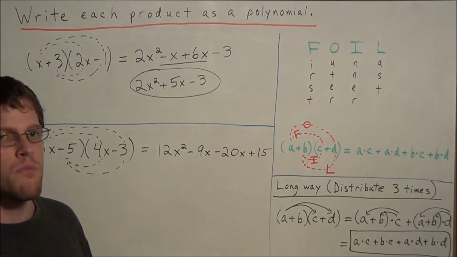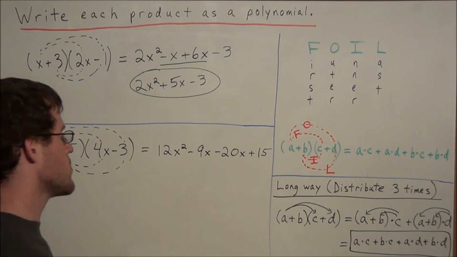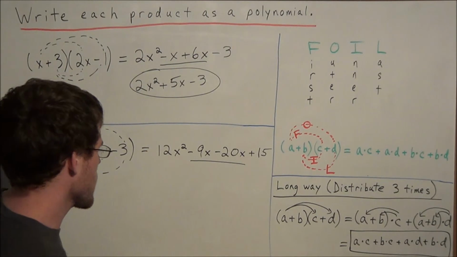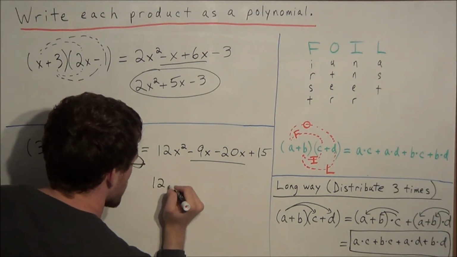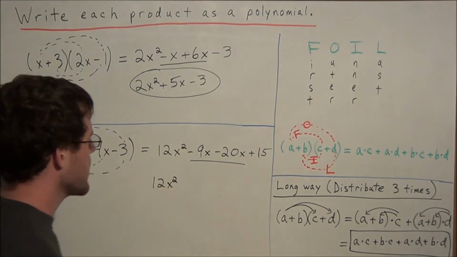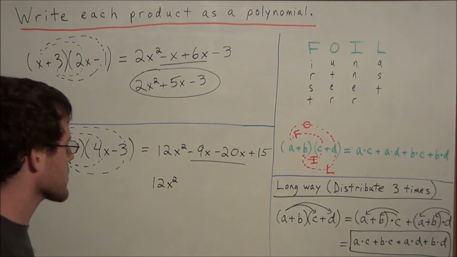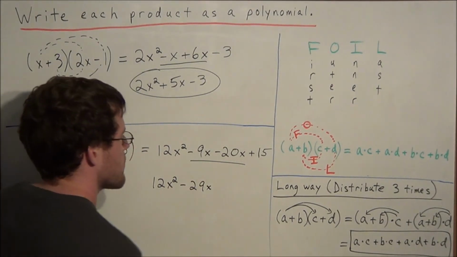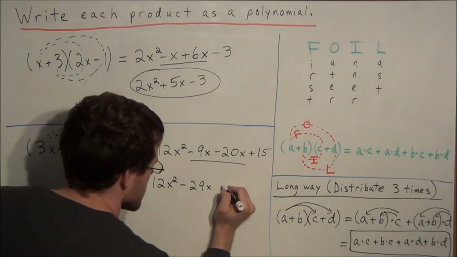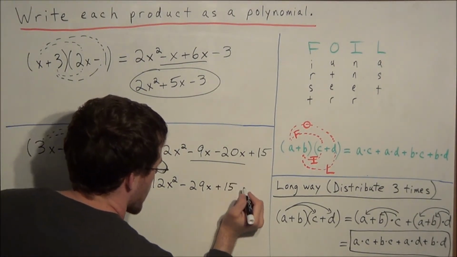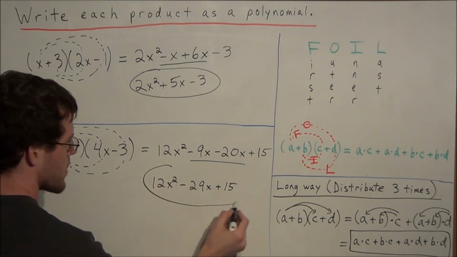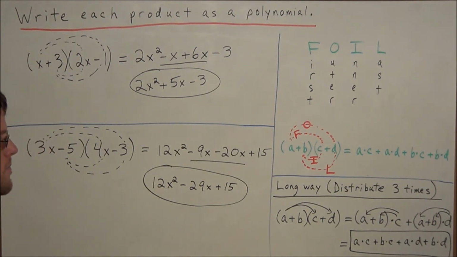Now what we need to do before we're done is combine like terms. We have a minus 9x and a minus 20x. So in the next line we have 12x squared. And now what is minus 9x minus 20x? That gives us a minus 29x. And finally, we can just tack on that plus 15. And this is our answer to the second problem. We have 3x minus 5 times 4x minus 3 is 12x squared minus 29x plus 15.